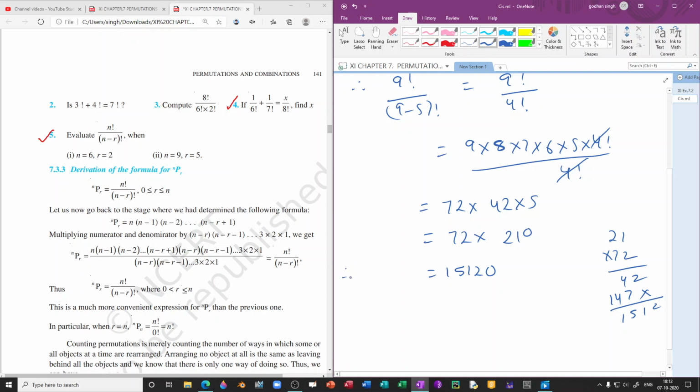Therefore we can say that 9 factorial over 9 minus 5 whole factorial is equal to 15120. So this is our answer of question number 5, second part, and with this the exercise is also complete.